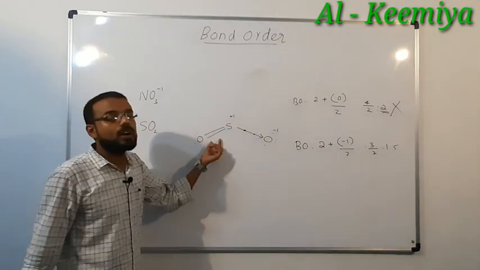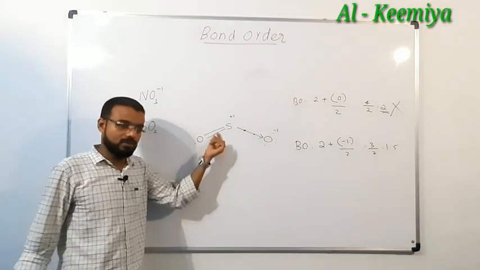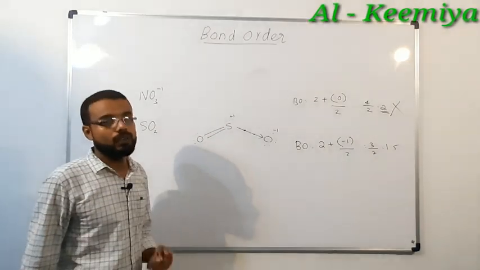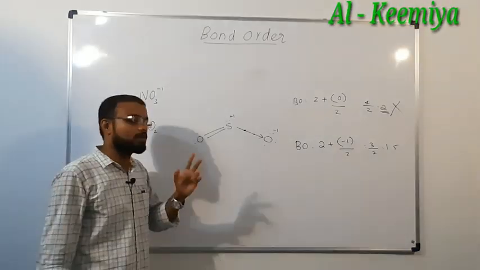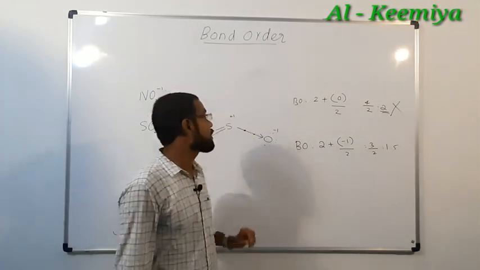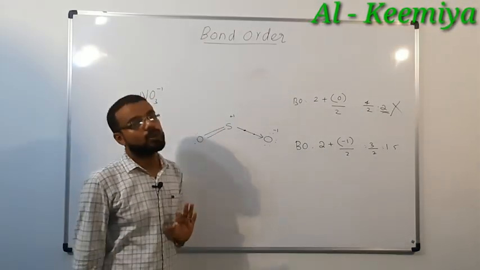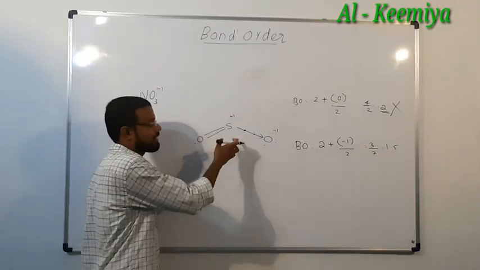So this one has 1.5. I told you that one single, one double. That is, if the number of single bonds and double bonds is the same, the bond order will be 1.5, in between 1 and 2. If only double bond, bond order is 2. If only single bond, bond order is 1. If the same number of double bonds and single bonds, the bond order will be 1.5. Also, the old method we can calculate.